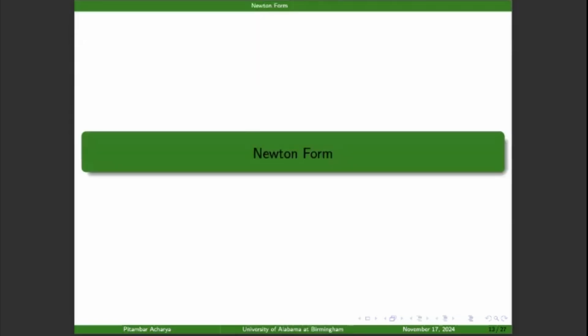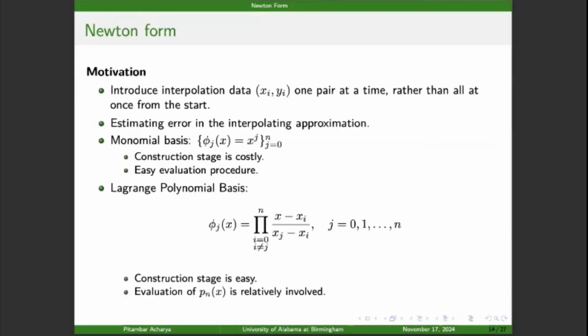So I'm not going to discuss more about the basis regarding monomial and Lagrange. My aim here is to discuss more about the Newton form. So what actually is the basis for the Newton form? The motivation is that we need to introduce the interpolation data xi, yi, one point at a time, rather than all at once from the start, and to estimate the error in the interpolating approximation.